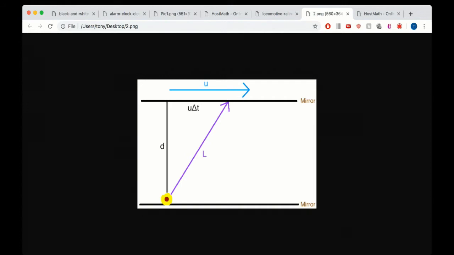To an observer outside the train, the light now travels a distance L, in purple. This is because there is now a horizontal velocity added to this light. The vertical distance remains the same, and it is d just like before. If we denote the time that it takes for the light to now travel between the two mirrors as delta t, we'll notice that the horizontal distance is now the speed u times delta t.